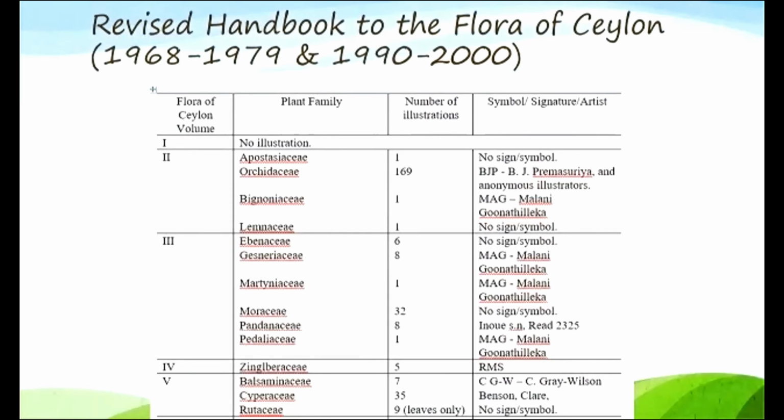In this table, you can see each volume in the first column, the different plant families described in the second column, and the number of illustrations available under each and every family. And I haven't found details about the illustrators, but there are signatures.